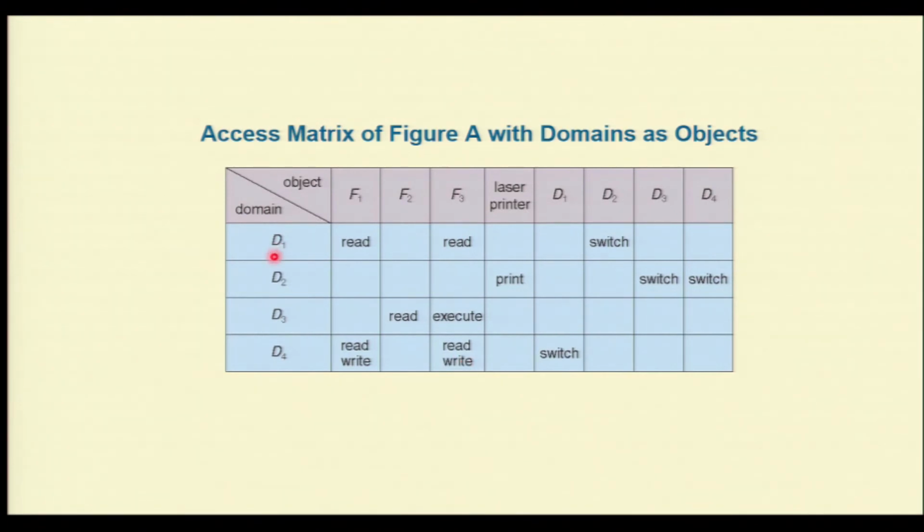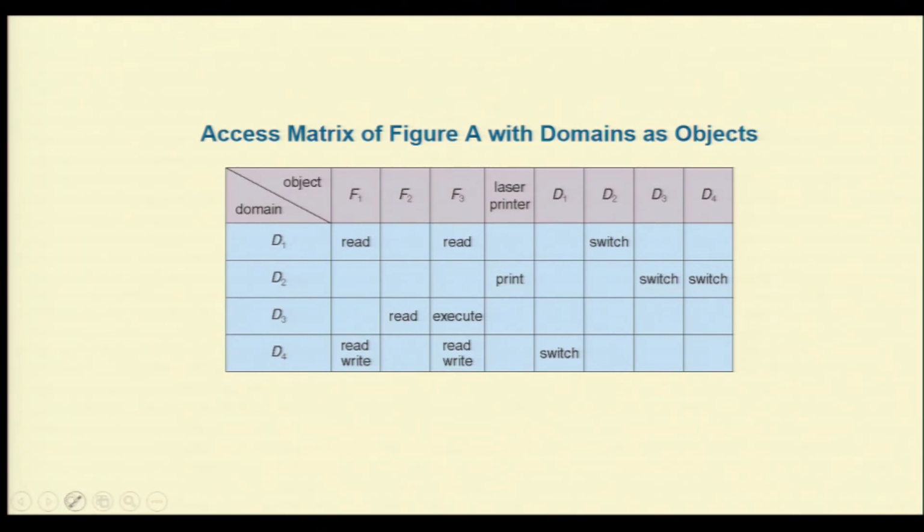Likewise, from D1 they cannot write into file F1 and F3, whereas if they switch to D4 like this, use this particular row, this particular cell, switch to D4, they can write into read and write temporarily, it can be read and write, and we can move into D1.